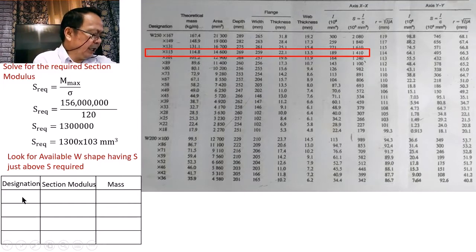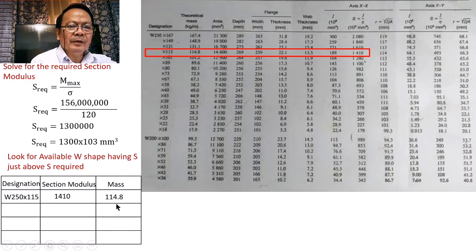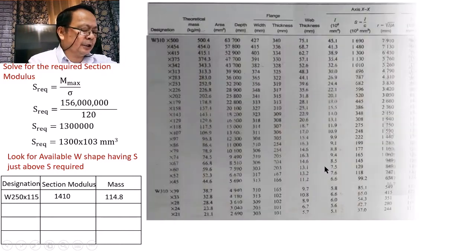So yung available na nakikita natin so far is 250 by 115. Ito yan. Ang kanyang section modulus is 1410 at ang kanyang theoretical mass is 114.8. Diba? Pero hindi tayo titigil diyan kasi it is just one of the available section modulus. Next, puntahan natin yung next higher group. So 250 tayo, punta tayo sa next group.